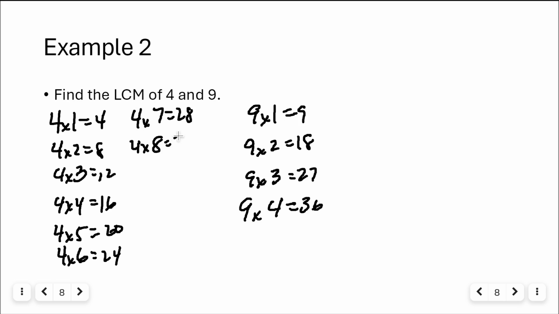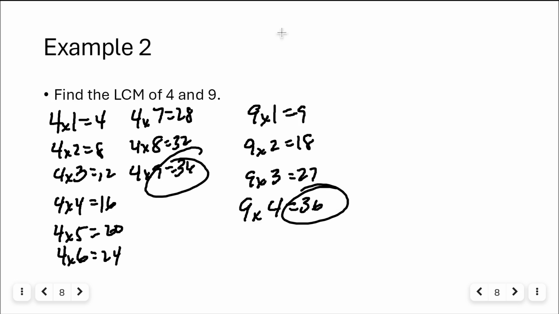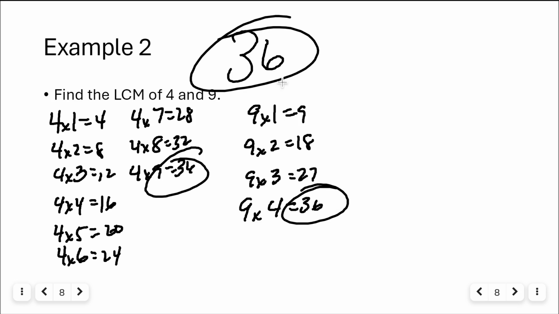4 times 8 is 32. 4 times 9 is 36. Hey, there we go, 36. The least common multiple is 36. It's the first number that both the 4 and the 9 can be multiplied to get, and it's not 0.